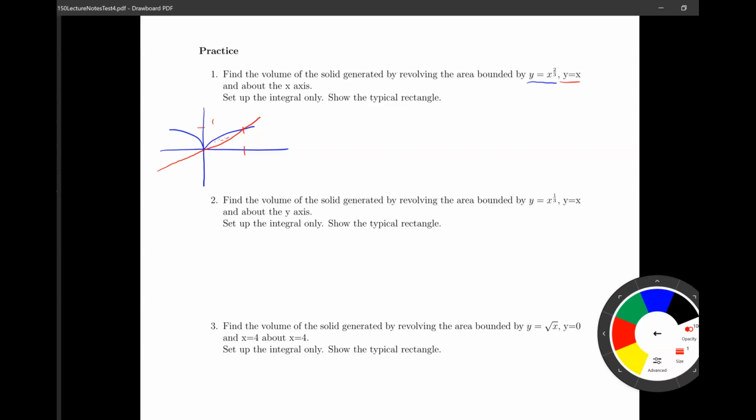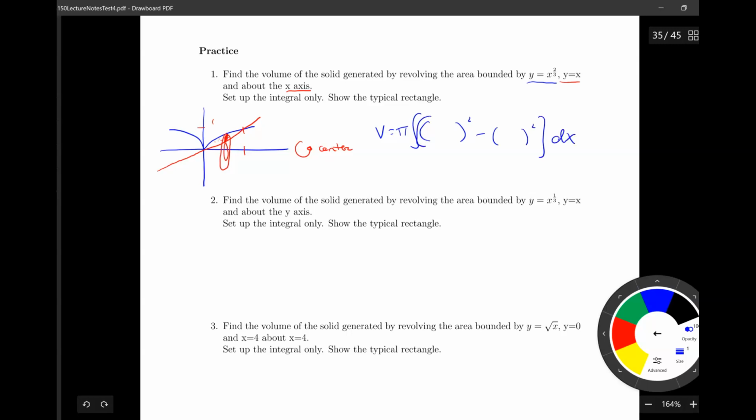We're going to spin it around the x-axis. So this is the center. Revolve it around the x-axis. We're setting up the integral only, drawing the rectangles perpendicular to the axis of rotation. So there we go. All right, I see that it's a washer, so pi, outside radius squared, inside radius squared. I see that it's dx integration.